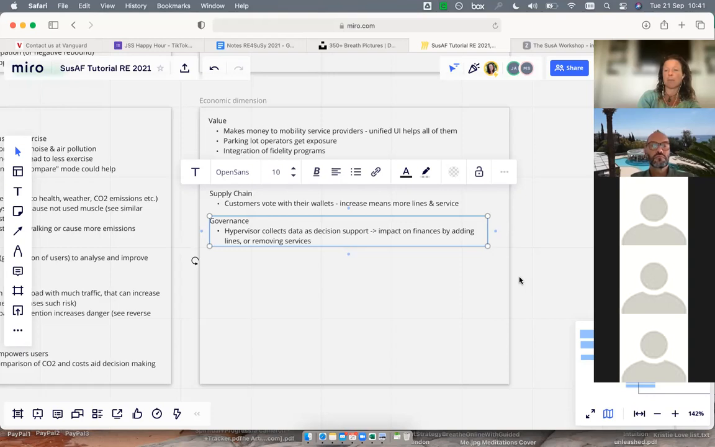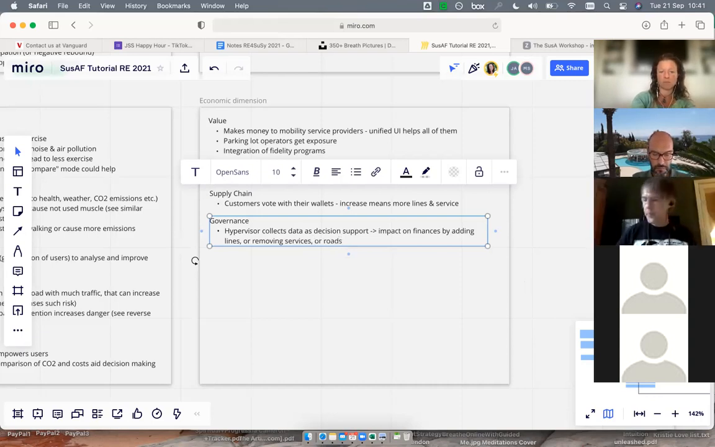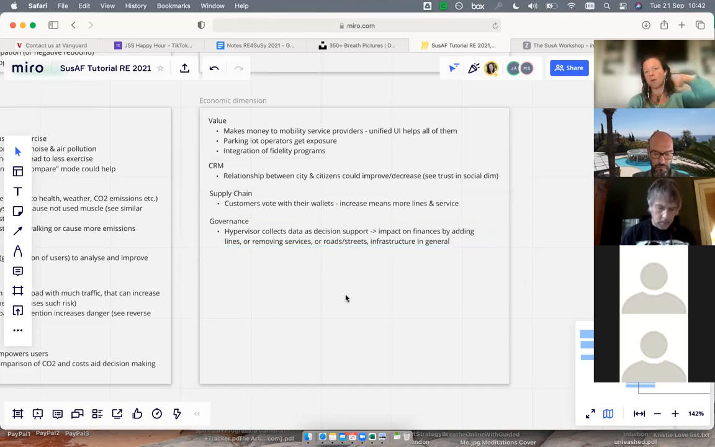So here we could be talking, of course, about online services. It can also be roads, streets. It can be more generic, right? So it's not just public transit. That's what I'm saying. Precisely. Good.